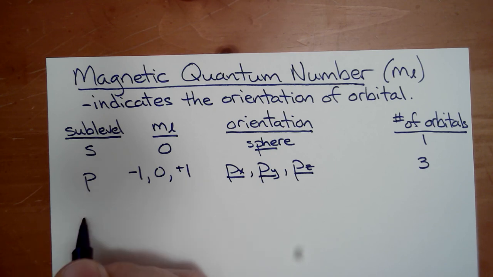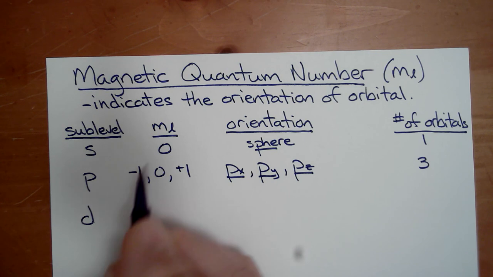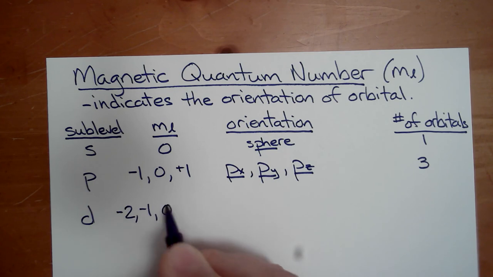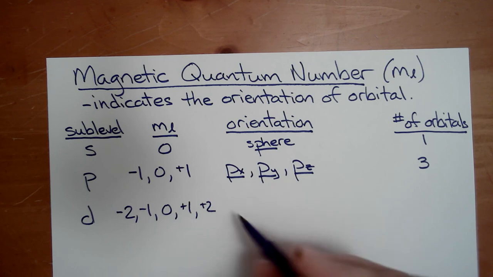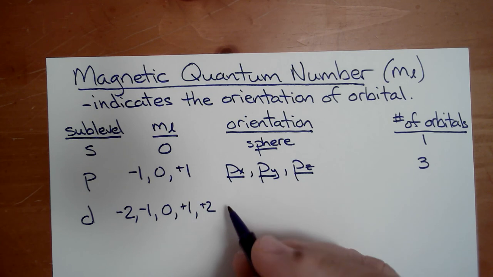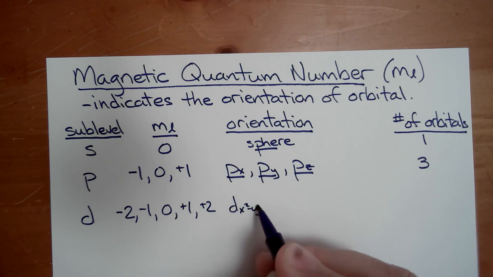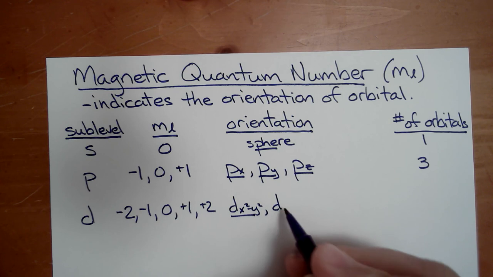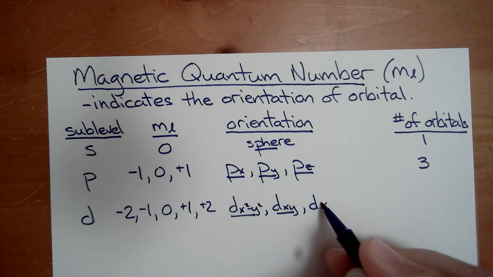Then we have our d, which would be quantum numbers of -2, -1, 0, +1, +2. And the orientations are a little bit more complicated. We have d x squared minus y squared. That's one orbital orientation. Then we have d xy, d xz.